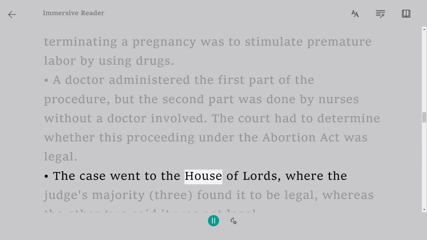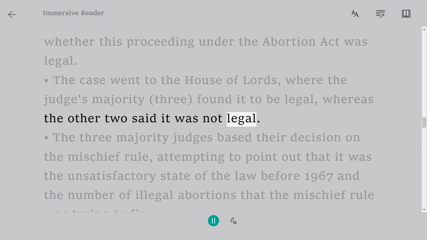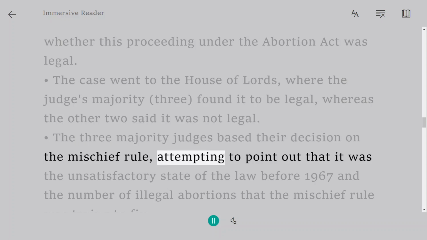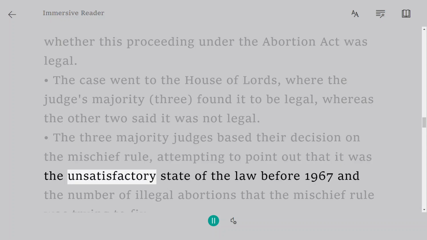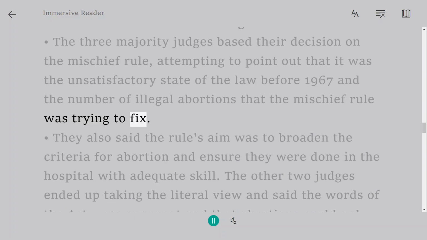The case went to the House of Lords, where the judges' majority, 3, found it to be legal, whereas the other 2 said it was not legal. The 3 majority judges based their decision on the Mischief Rule, attempting to point out that it was the unsatisfactory state of the law before 1967 and the number of illegal abortions that the Mischief Rule was trying to fix.